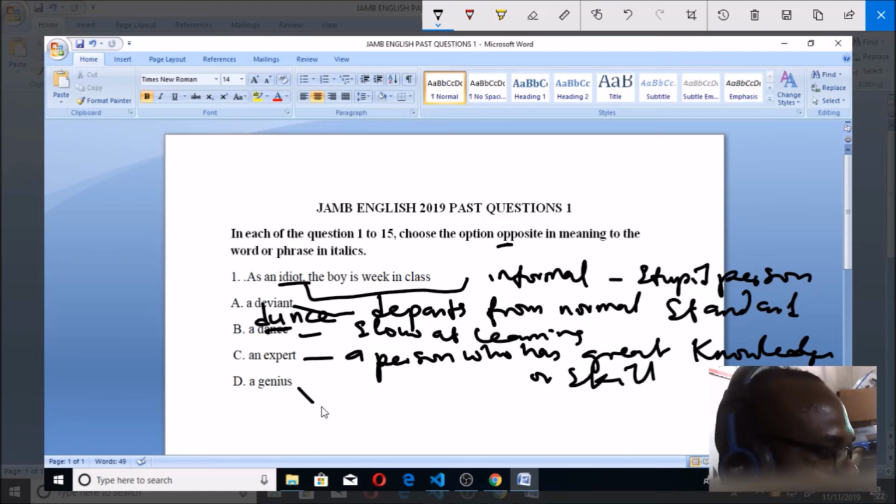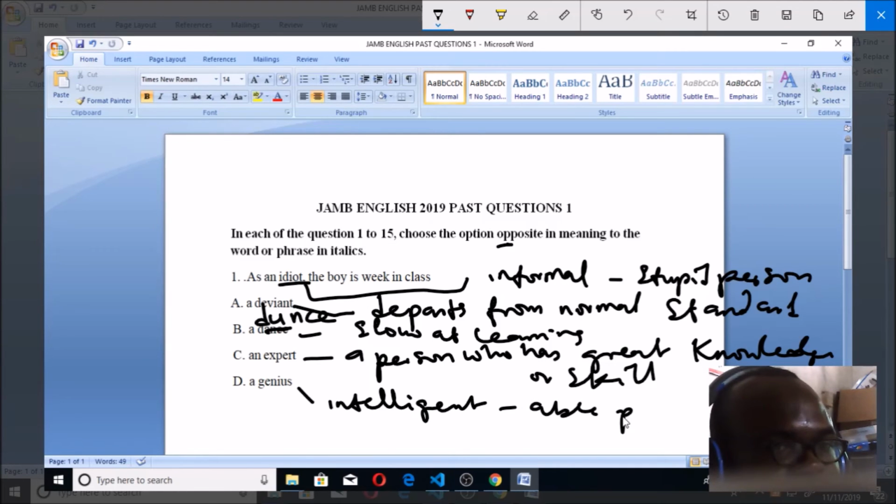Then a genius is an exceptional natural ability, or somebody that is exceptionally intelligent. So that's the meaning of a genius: exceptionally intelligent or able person, somebody that is very able. So which of them could be the opposite of the word idiot? An idiot is a stupid person, somebody that is informal.